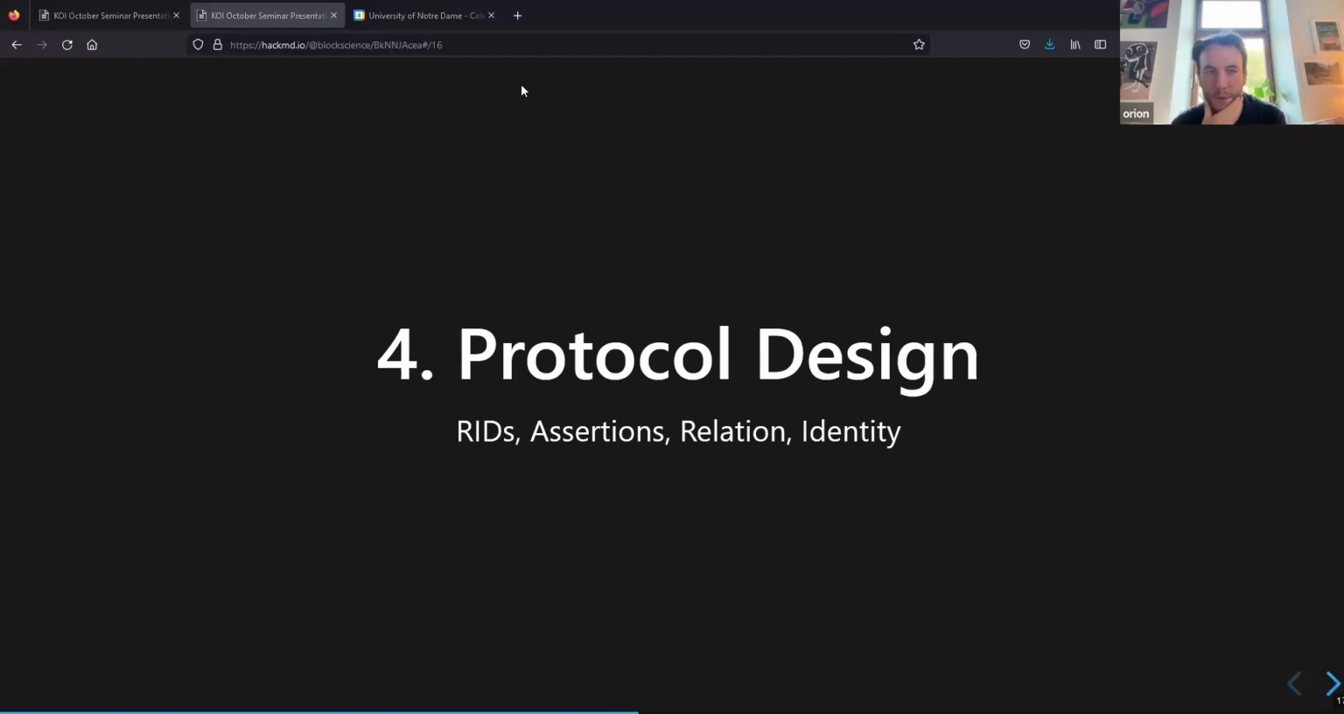Okay. So yeah, we'll talk a little bit about some protocol design work. I think we have been building our infrastructure and we're now actually getting into the protocolization phase of this. We'll talk about that a bit more at the end, but the things we're going to talk about here, as they are laid out, are RIDs, assertions, relations, and identity. And we'll see how these all build off each other.